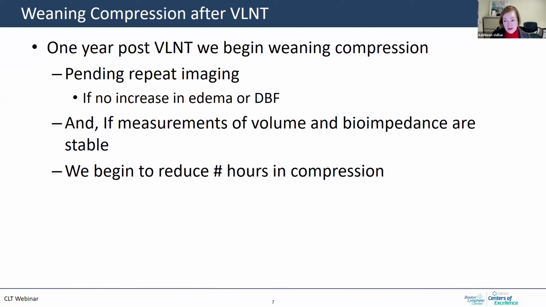So I don't know, Katrina, if you have any thoughts to add about decisions that you've had to make with patients and how you've used the MRI and the lymphoscintigraphy to help you support that.